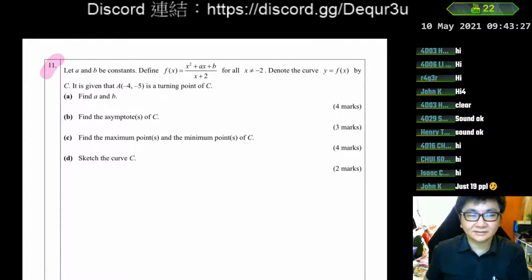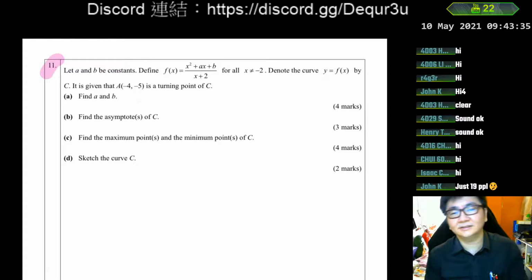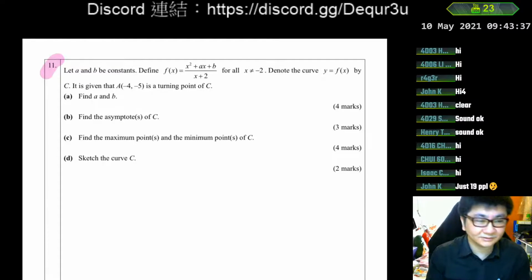Okay, so this is question 11. It is also a little different from the ones before, because in this question you see unknowns in the function.